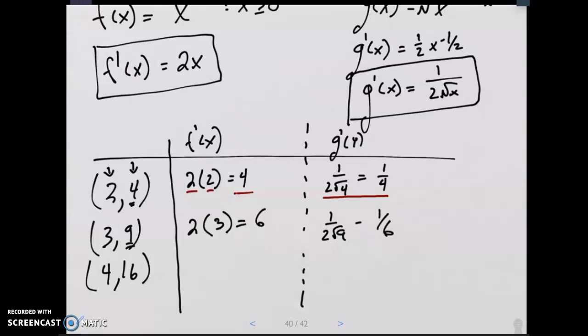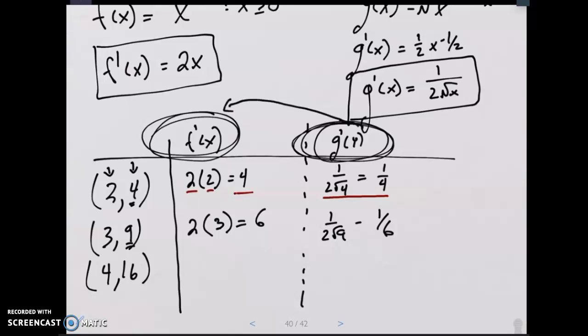So what you need to do, if I want to figure out what G prime is, what I need to do is figure out what F prime is. Work backwards: here I have the output, work backwards to the input, take its derivative, and then flip it. So for example, let's say I wanted to find what G prime of 16 was.